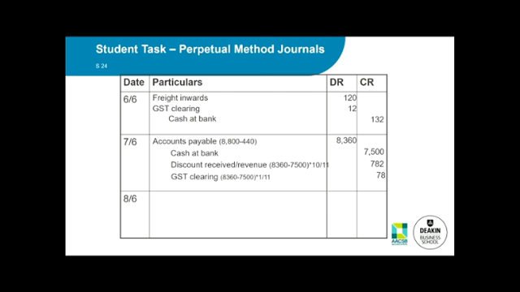So GST clearing is on the credit side because we're paying them back, but we're receiving a discount, right? Even though we're paying them back, we're receiving a discount, and part of it cannot be claimed, and so has to be credited, reducing our GST clearing asset that we had before. What happened on the 8th of June?